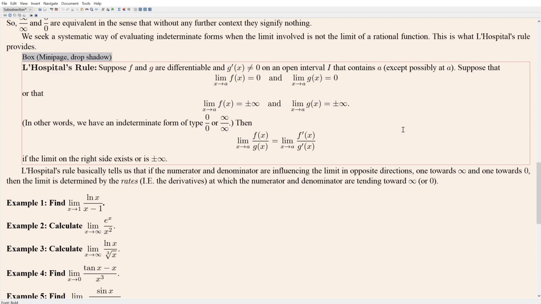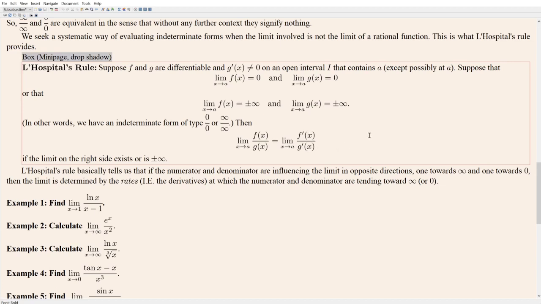So this is interesting because remember what the derivative means in a physical sense. Derivative refers to a velocity, derivative refers to rates of change, rates of growth. So what L'Hopital's rule is essentially telling us is that when we have this sort of situation where the functions f and g are competing with each other, one is trying to pull it to infinity, the other is trying to pull it to 0, all that really matters is the rates at which f and g change.